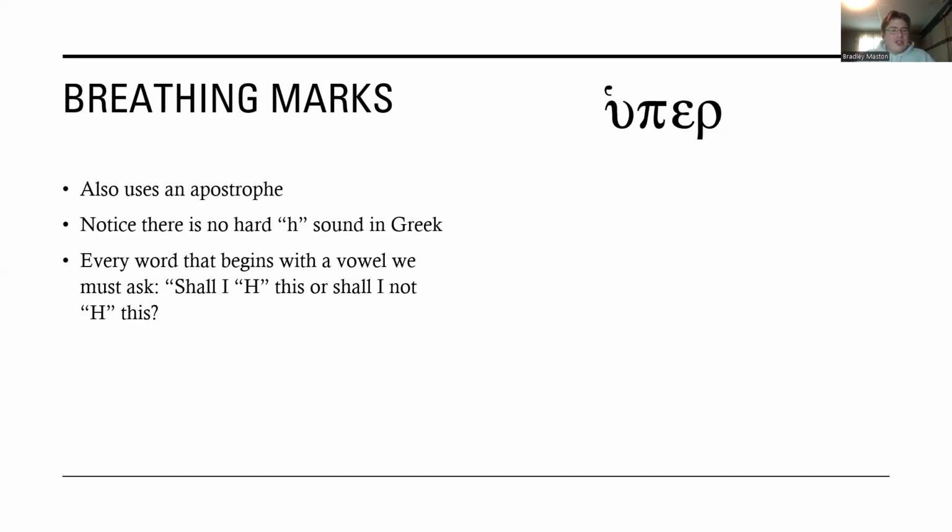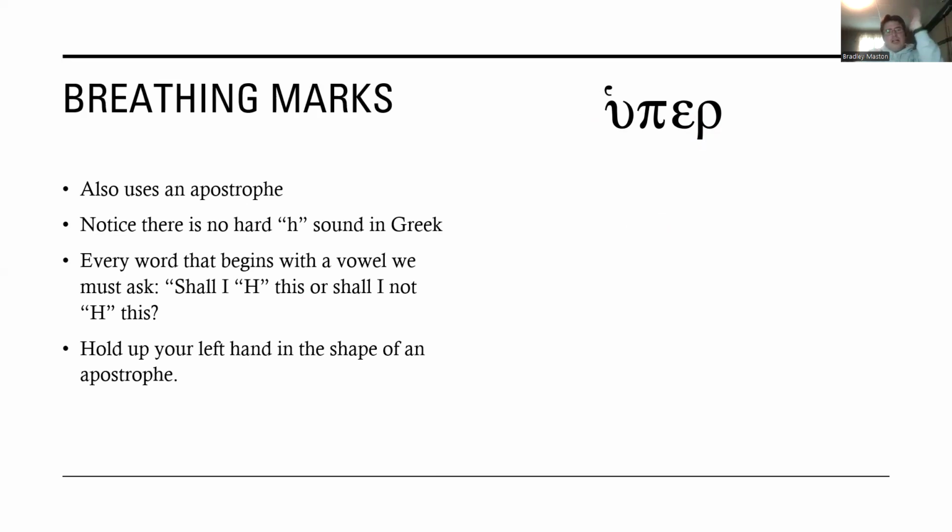So when does that H sound come? Well, every word that begins with a vowel, we're going to ask this question: H or no H? Shall I H this or shall I not H this? I want you to start thinking that way every time you see a word that begins with a vowel. Does this have an H sound on it, a ha that precedes it, or not? And you'll always be able to answer that question if you're reading from a normal reputable Greek text.